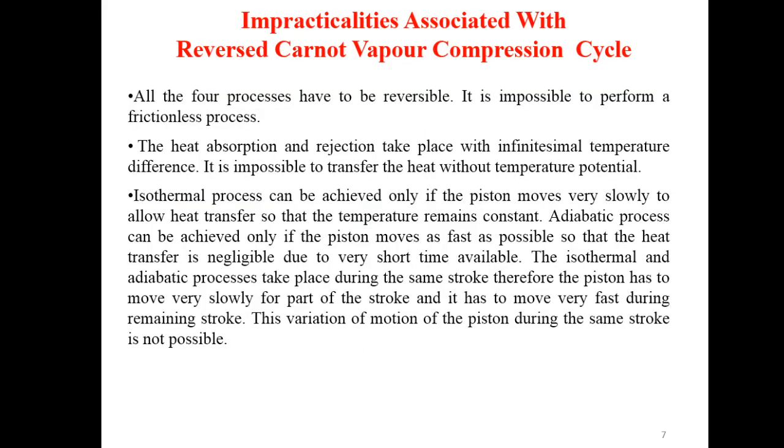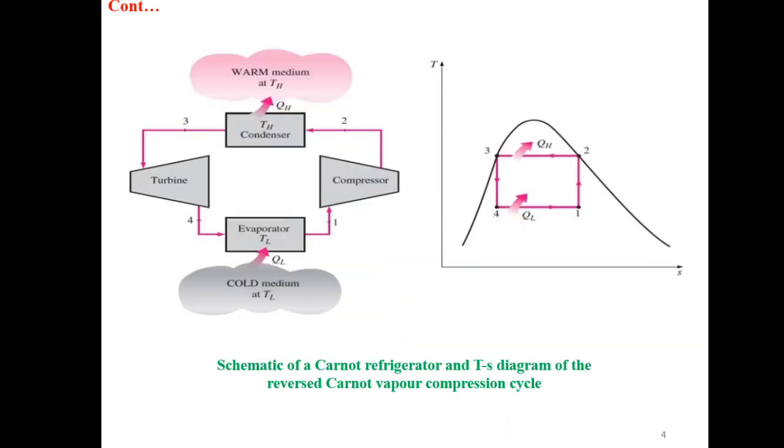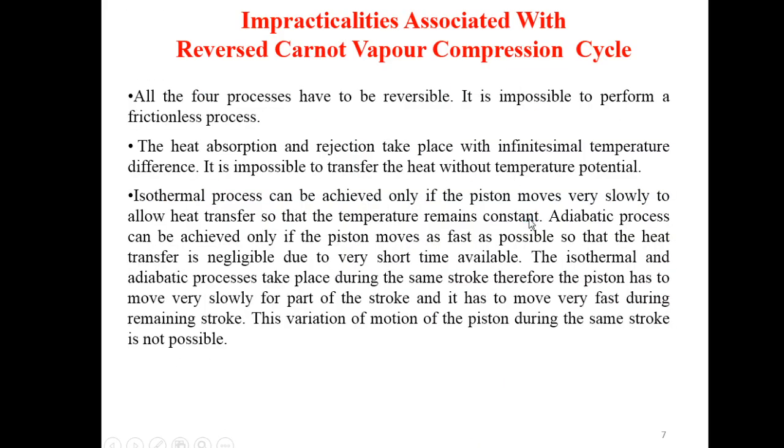Now, impracticalities associated with reverse Carnot vapour compression cycle. First is all the four processes have to be reversible. It is impossible to perform a frictionless process. So all the processes 1-2, 2-3, 3-4 and 4-1 must be reversible. Practically it is impossible to have all the processes as reversible processes.